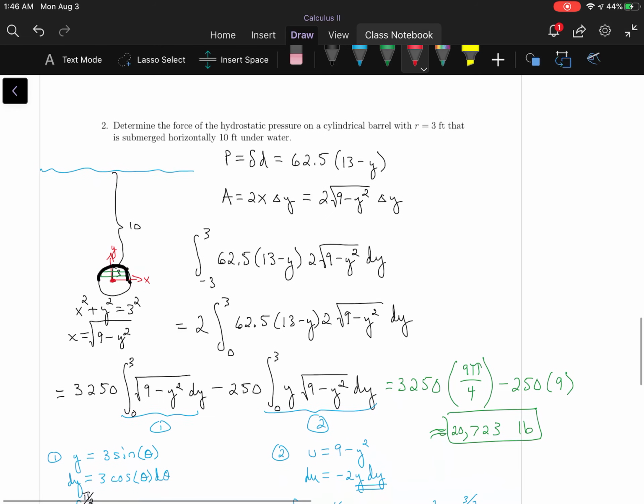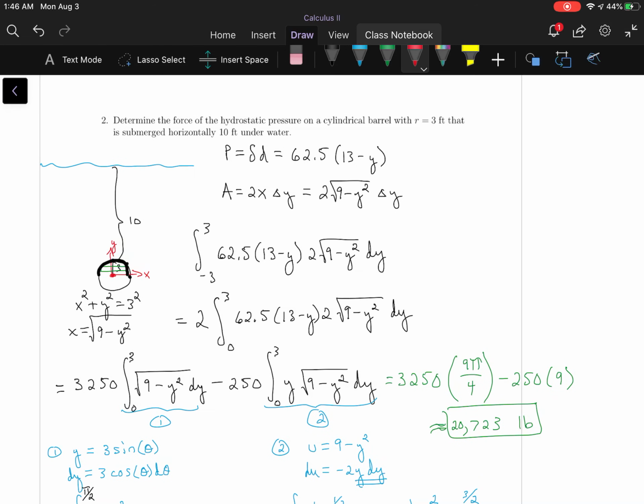Let's take a look at another example. And here we want to determine the force of the hydrostatic pressure on a cylindrical barrel with a radius of 3 feet that is submerged horizontally 10 feet underwater. So the way that I interpret this information is we have some water level. 10 feet below that is the barrel, the top of that barrel. And that means that since the barrel has a radius of 3, the center of the barrel is 13 feet below the water. That's how I'm interpreting this.